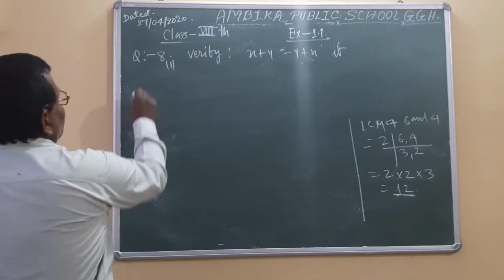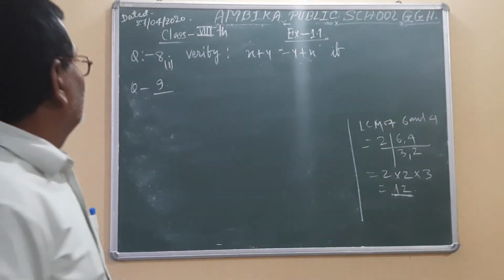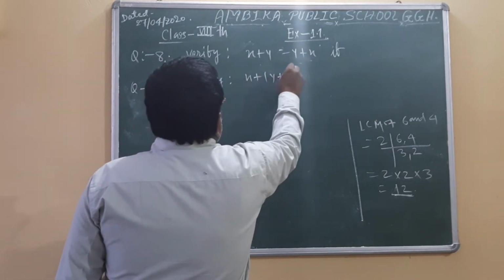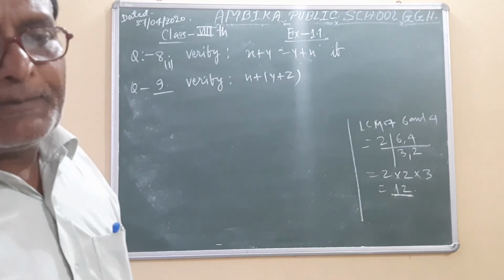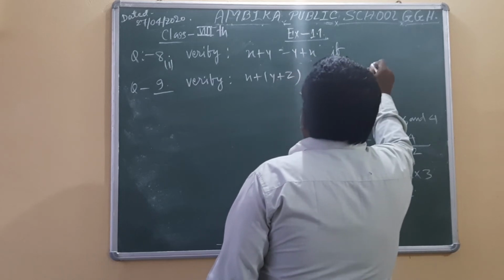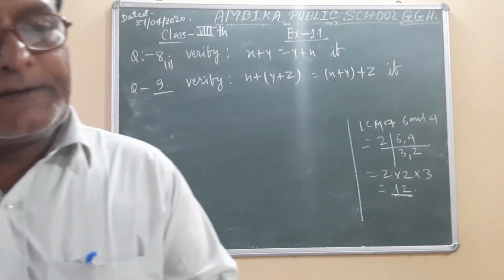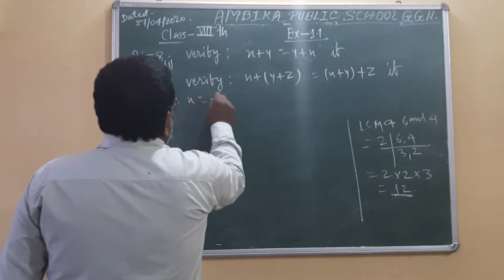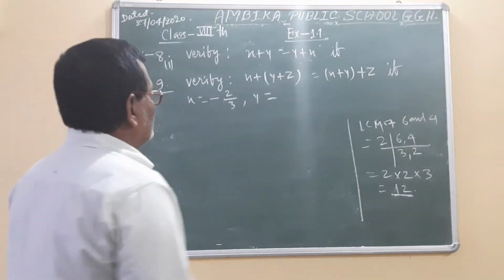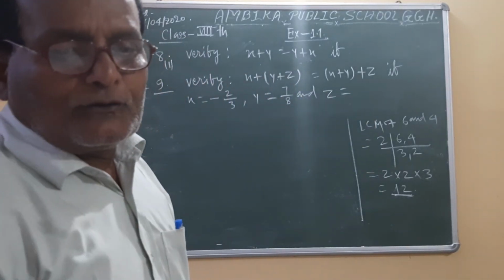Question number 9. Verify x plus y plus z is equal to x plus y plus z if x is equal to minus 2 by 3, y is equal to 7 by 8, and z is equal to minus 3 by 5.